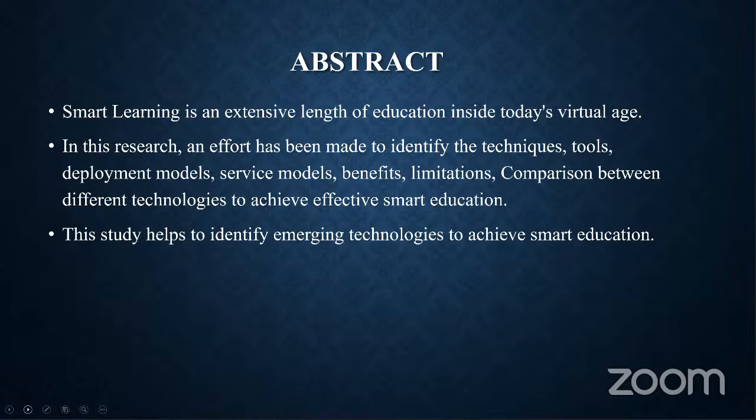Smart learning is an extensive extension of education in today's virtual age. The learner becomes a proactive leader as opposed to a static follower of the instructional approach. With the rapid development of massive online education, several research works have been done on e-learning environments. In this research, I make an effort to identify the techniques, tools, deployment models, service models, benefits, limitations, and comparison between the different technologies to achieve smart education. This study helps to identify emerging technologies to achieve smart education.